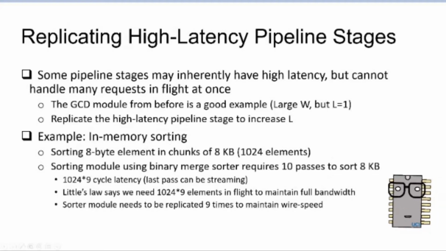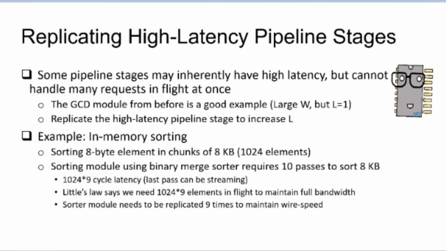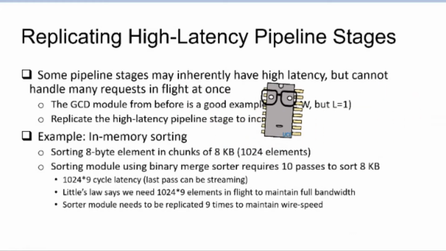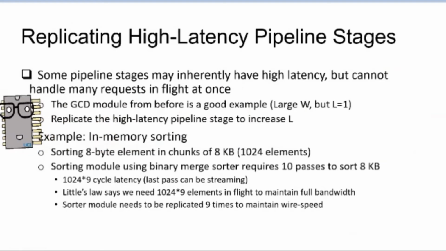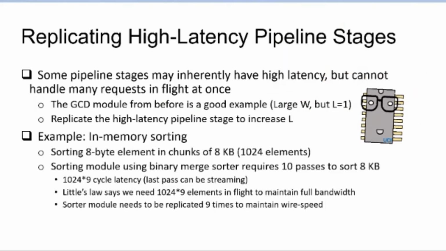In the interest of time, we won't go into too much detail about this one. For the purpose of lab 2, we won't have to care about this too much. But some pipeline implementations that you have to do may inherently have high latency, but also cannot handle many requests in flight at once. For example, the GCD module can only have one input set being processed at any given time, if you remember. So it has a large latency, especially if the input value is large, but the number of elements that can be processed at any given time is just 1 for the GCD module example that we showed.